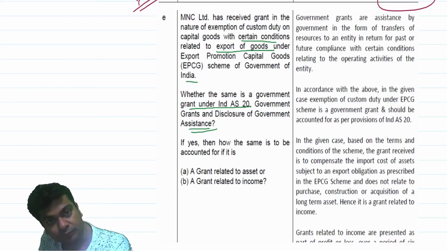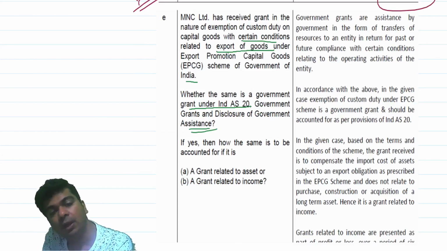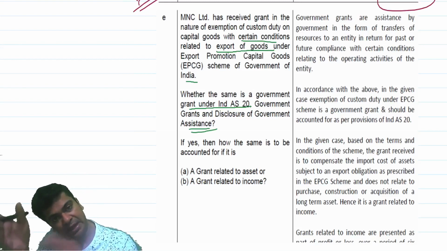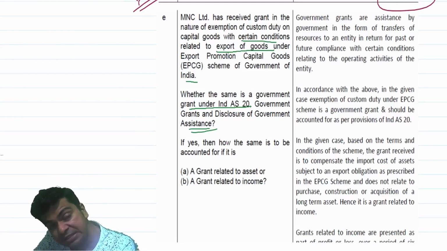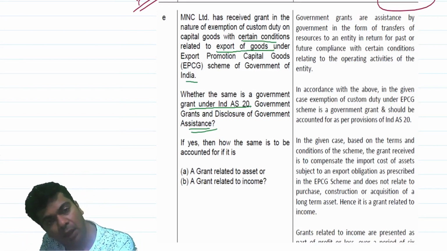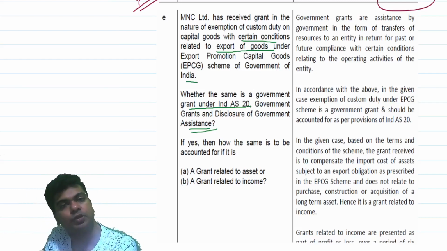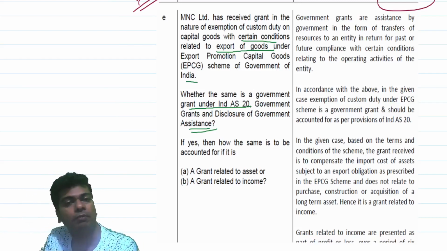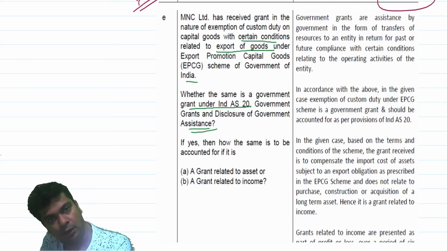Now, the exemption that I am going to get in the payment of the custom duty means I will be able to conserve cash. Maybe the import duty payable is reducing, that means the liability is reducing, or first I am paying the import duty and later on I am getting a refund for the same. Whatever way, ultimately resources are available. There is a transfer of resources from the government to the entity.